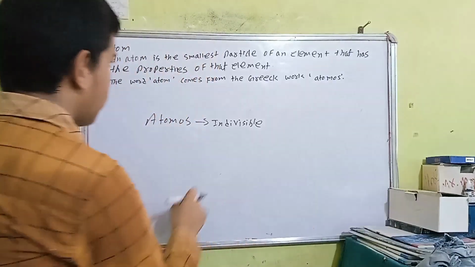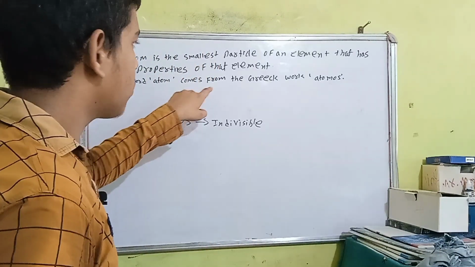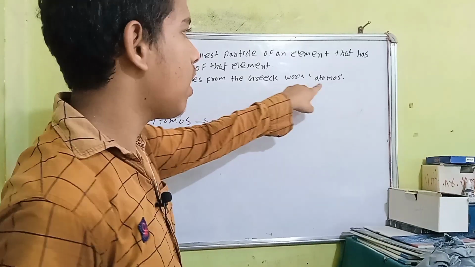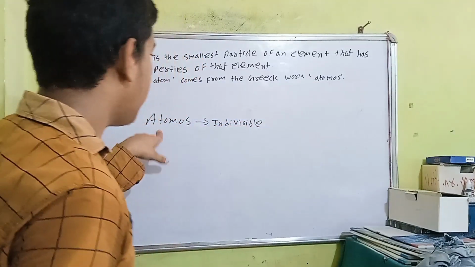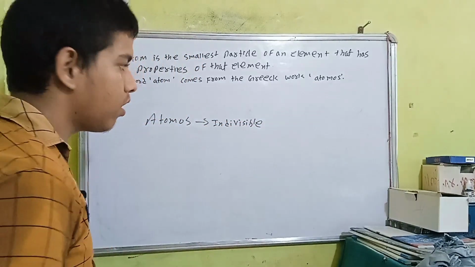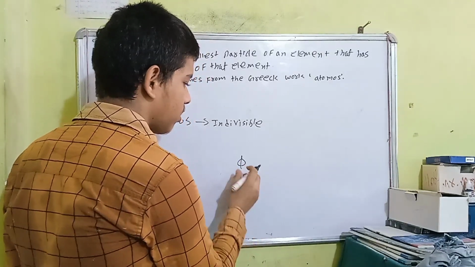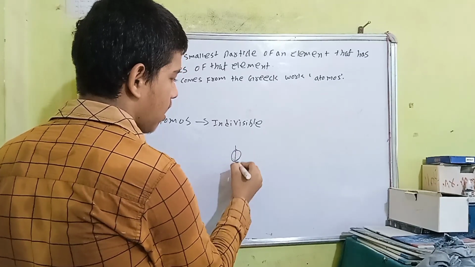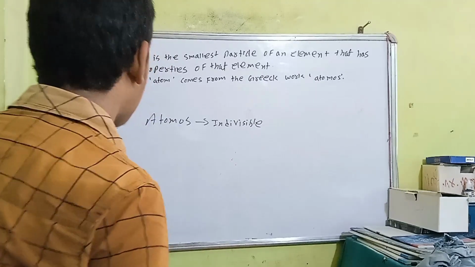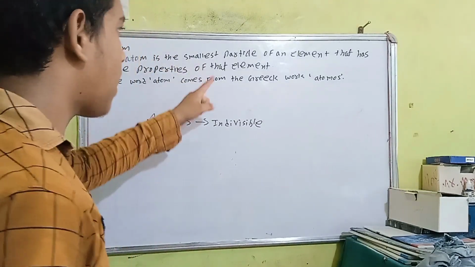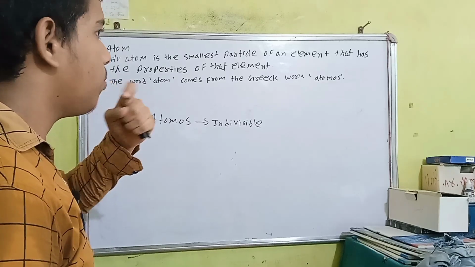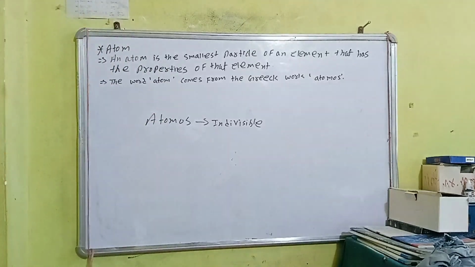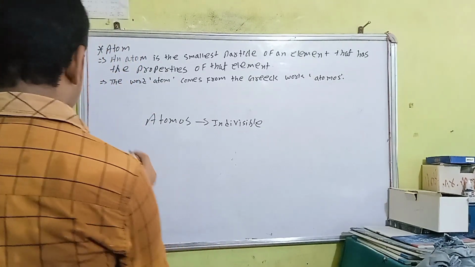Understand? So now the word atom comes from the Greek word atomos. It means indivisible, meaning you can't divide it, right? So atom is indivisible, means you can't divide the atom. So this is the definition of atom, and it is the smallest particle of an element that has the same property of that element.